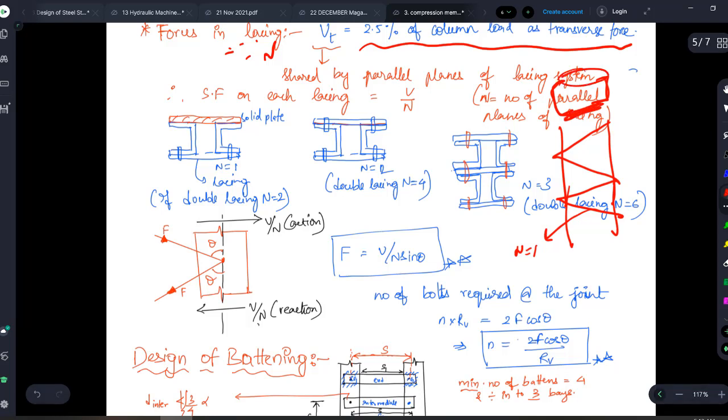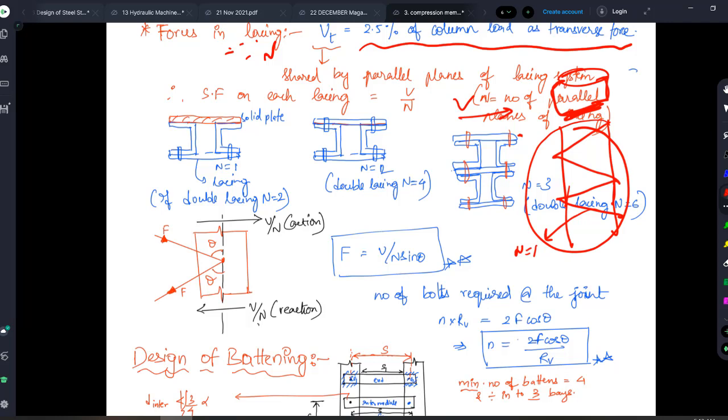On the back side also you will be having a symmetrical lacing, right? So if the total shear force is V, what is the shear force which is being resisted by each lacing? That will be V by 2. Agreed or not? In this case it will be V by 2, because there are two lacing systems. One here and one here. There are two lacing systems, therefore V by 2. I hope it is very clear, right?